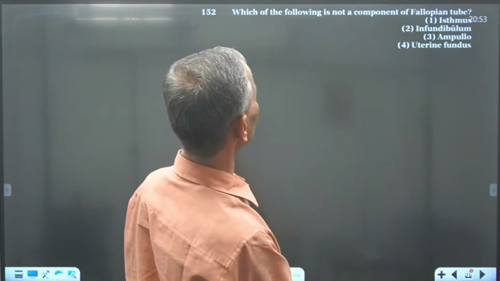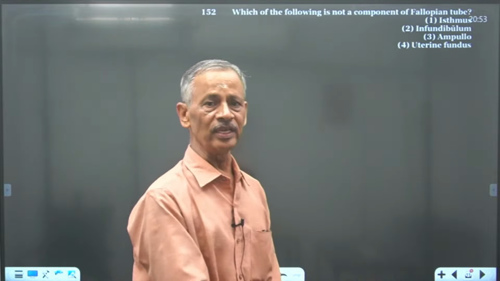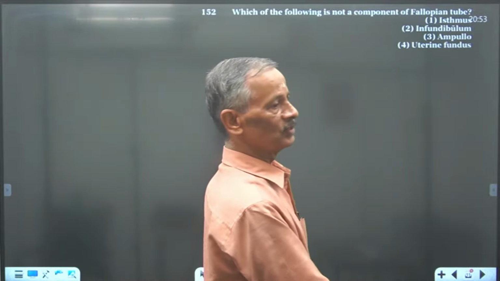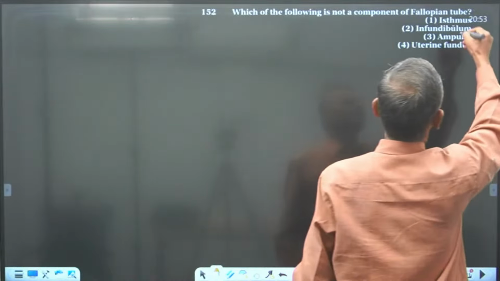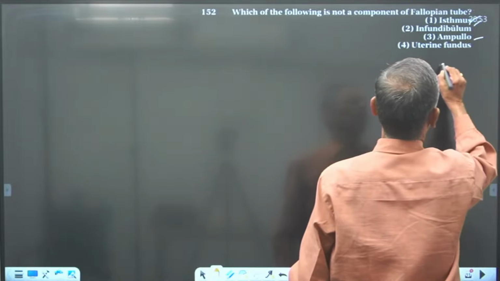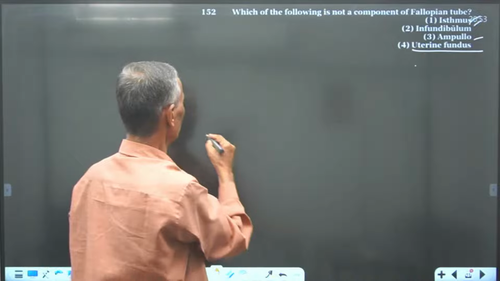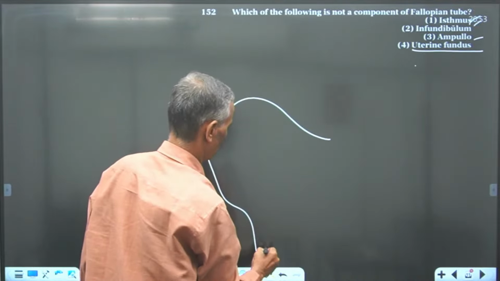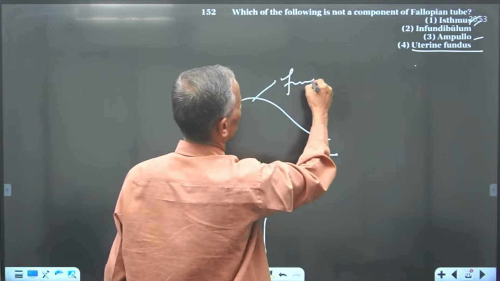Which of the following is not a component of the fallopian tube? Fallopian tube is the female genital tract. The tube, which is the oviduct, simply oviduct. We are having isthmus, infundibulum, ampulla, but not uterine fundus. What is uterine fundus? The raised part of the uterus is called the fundus.